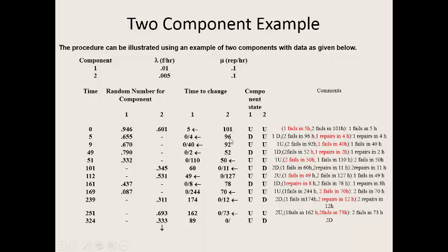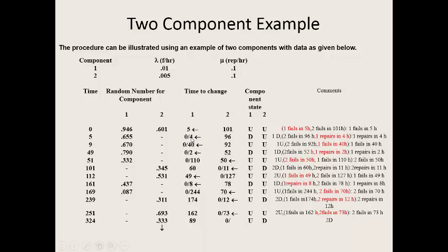So this component, component 1, is down now, and this component is still up because there are still 96 hours left to its failure. So now this component has failed, so we draw a random number for this component to decide when this component will be repaired. So with this random number and this repair rate, we use that equation and we find that this component will be repaired in 4 hours.